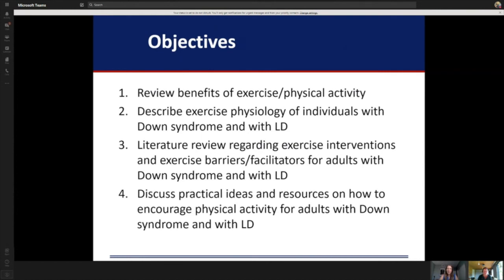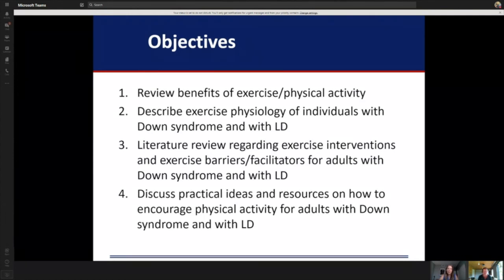Then I'll discuss some literature review regarding exercise interventions and the effects of exercise interventions so far, and then we'll go over some of the barriers and facilitators for adults with Down syndrome and with learning disabilities as well.